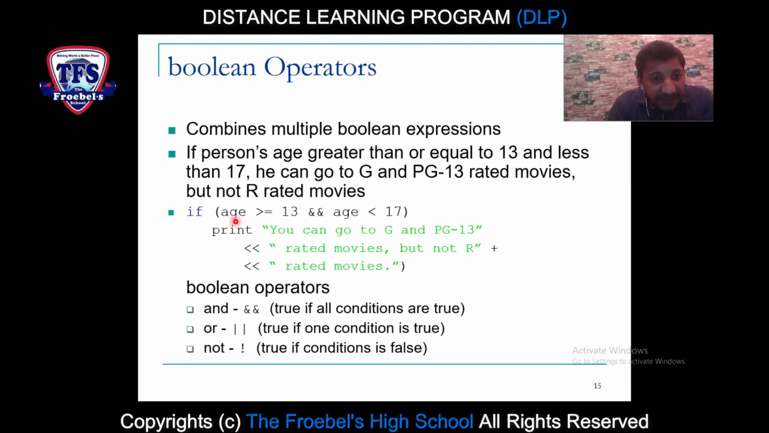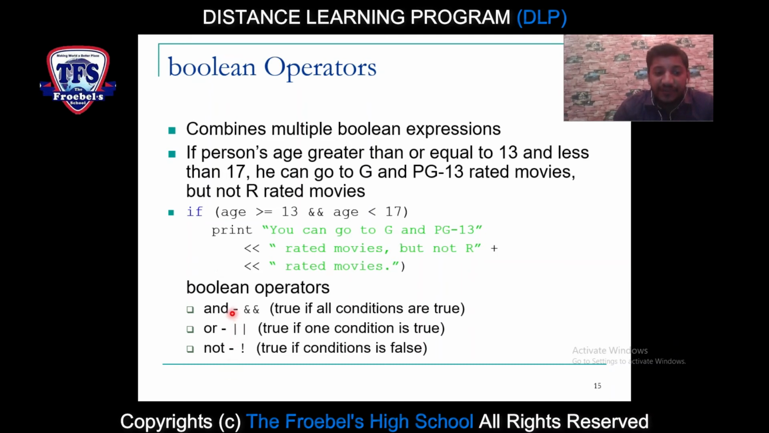There is an example. If age is greater than or equal to 13, this is the symbol of AND, and age is less than or equal to 17, then it means if both these conditions are true, then you can go to G and PG-13 rated movies, but not R rated movies. You have specified the range in the curly braces. Okay? So you can write print in these two statements if you want. Otherwise, there is no need to write print multiple times.